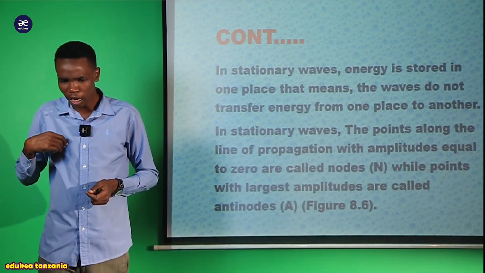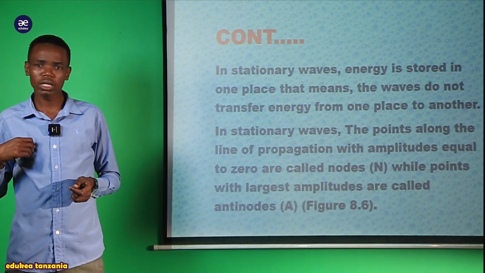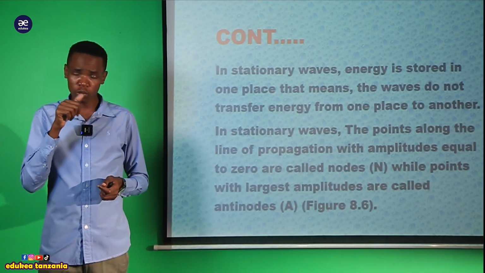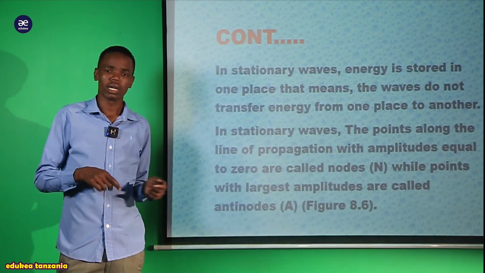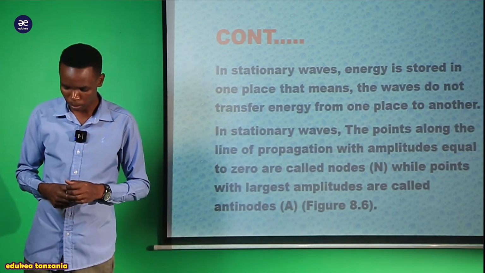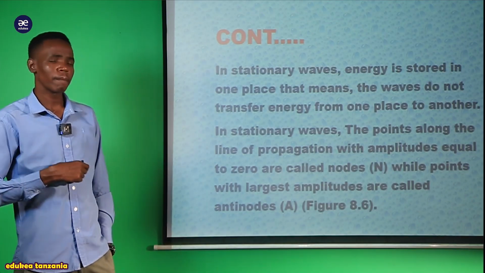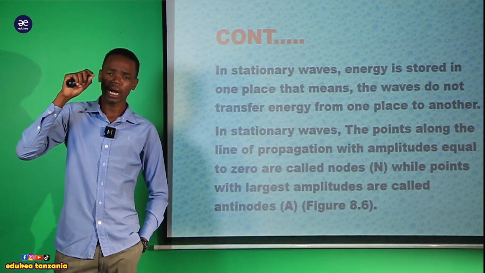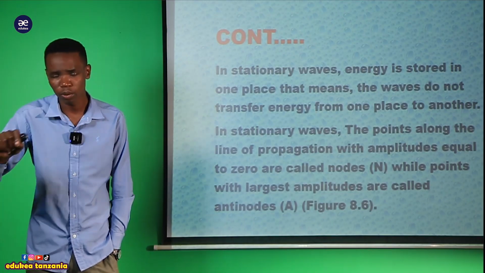Now the point at which the maximum displacement is 0, the point at which the amplitude is 0, is called a node, as we have been told, my dear students. This point, where the amplitude is 0, we call a node, my dear students.